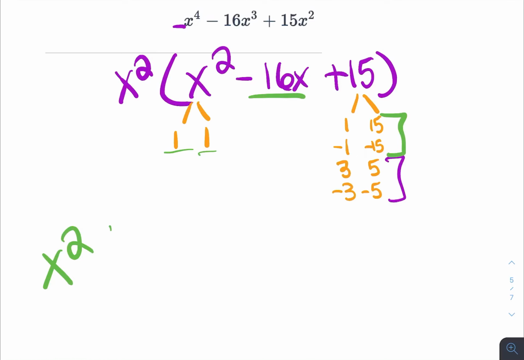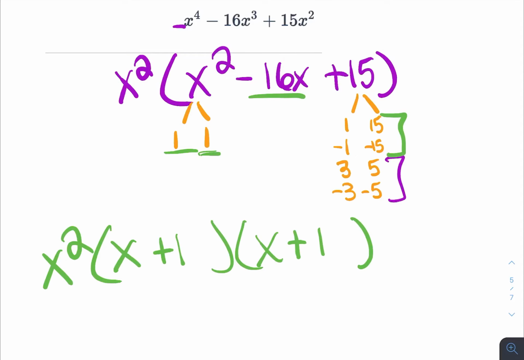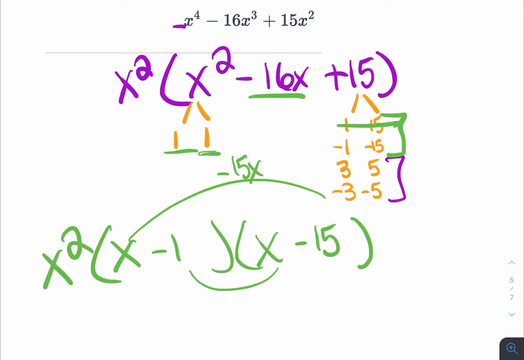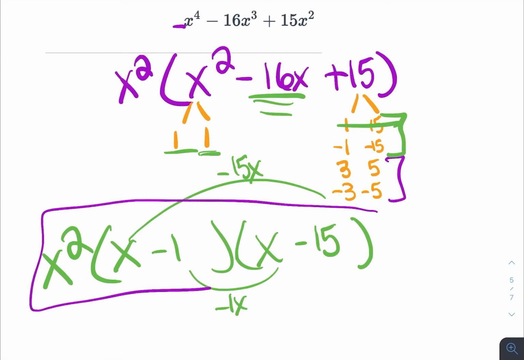So we start with our x squared on the outside. I know my factors are 1 and 1, so I have x and x. And now I'm going to try the first one. Positive 1, positive 15. Well, that gets us 15x, 1x, which would be a positive 16. So we're wrong, but we were pretty close there. The only thing we're missing is making them both negative. Now if we try this, negative 15 minus 1 gets us to our negative 16. So our final answer, including our GCF, would be x squared times x minus 1 times x minus 15.